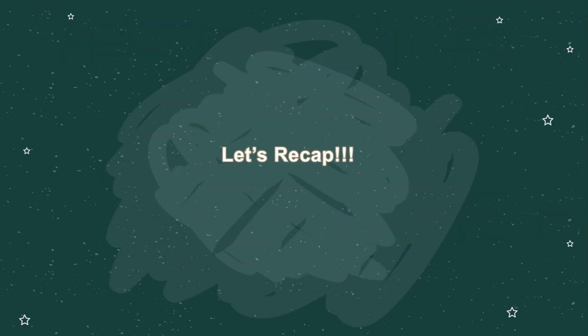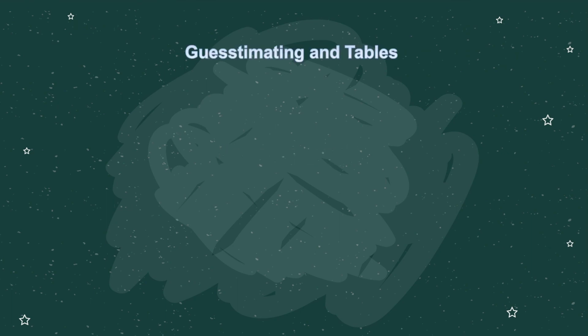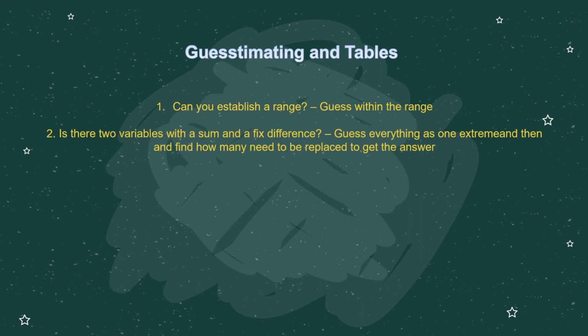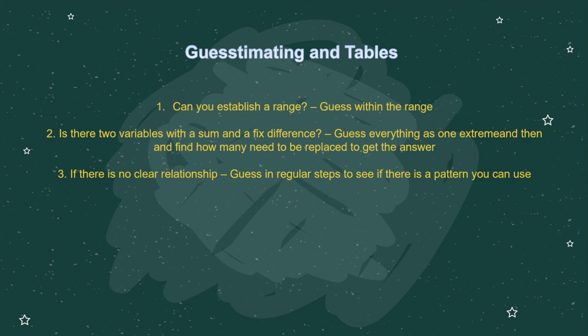So, let's recap. We've learned about how to guesstimate the answer of a problem with a table as a tool to help. If you're guesstimating, first see if you could establish a range to narrow down the number of guesses you need to make. Look at the problem and see if it is a sum and difference problem. If it is, assume everything is one extreme and then figure out how many you need to swap to make up the differences. And finally, if none of these works, guess in regular steps and try to spot a pattern to get you to the right answer.